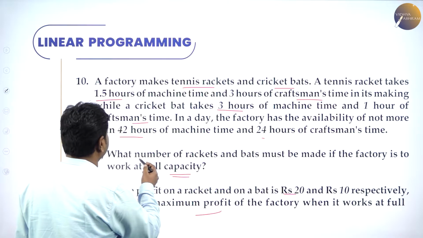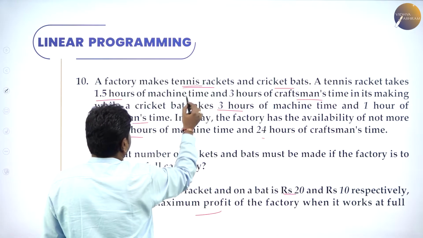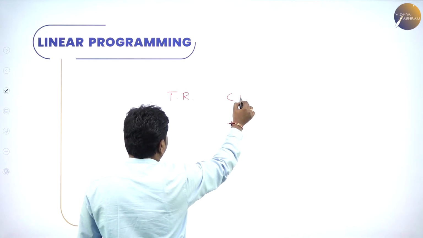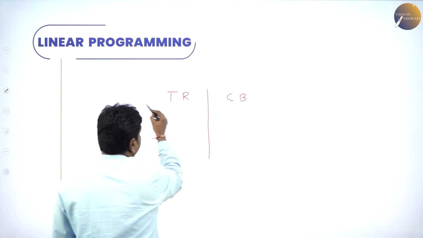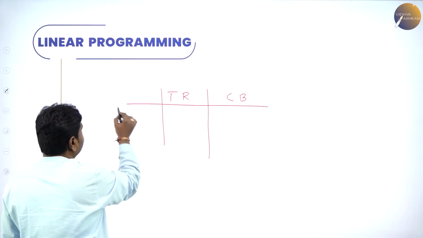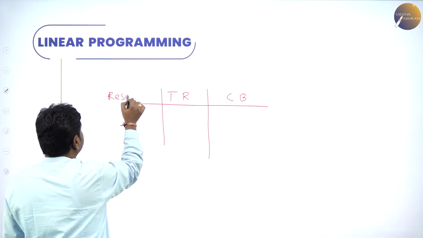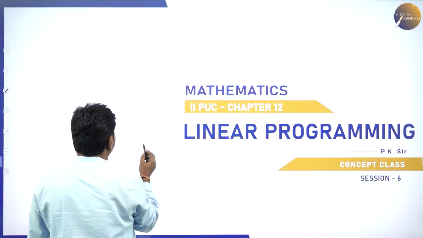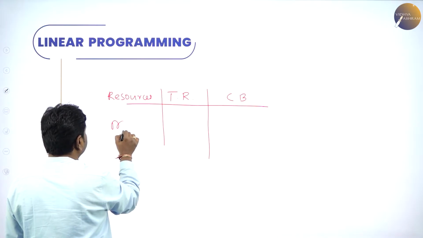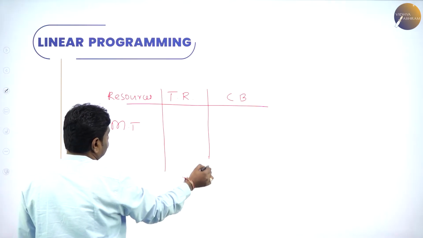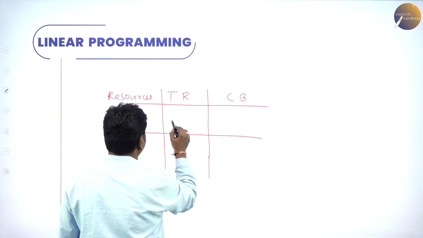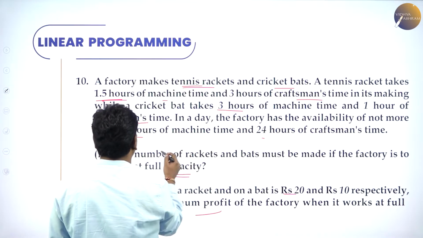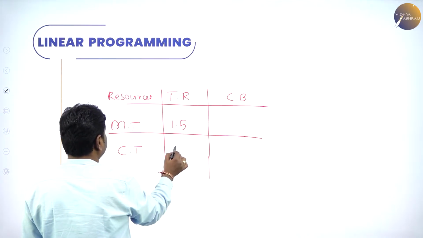So there are two types of products. One is tennis rackets. The other one is cricket bats. And for producing these two, what are the resources they are using? We'll see. So resources used. 1.5 hours machine time they are using. So in terms of time, they told machine time. So machine time for tennis racket, it is 1.5 hours that is mentioned. 1.5 hours of machine time and 3 hours of craftsman time. So for craftsman time, it is 3 hours.